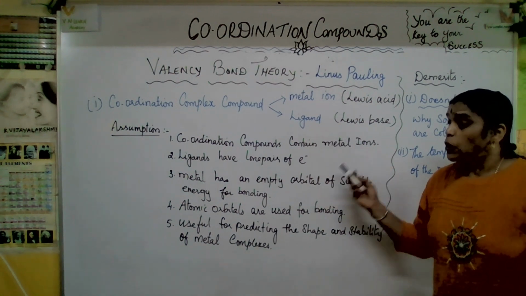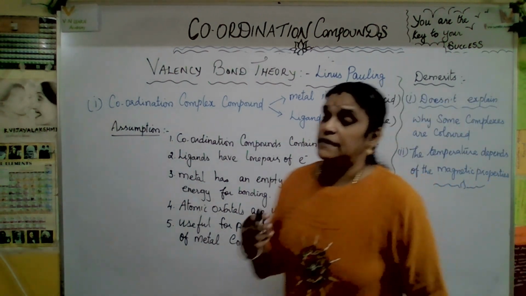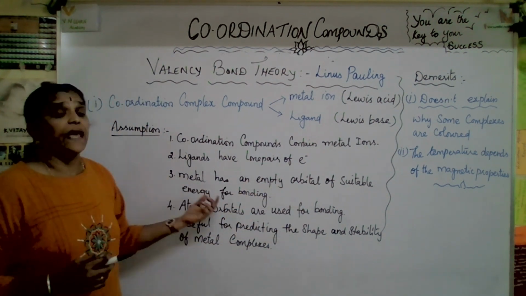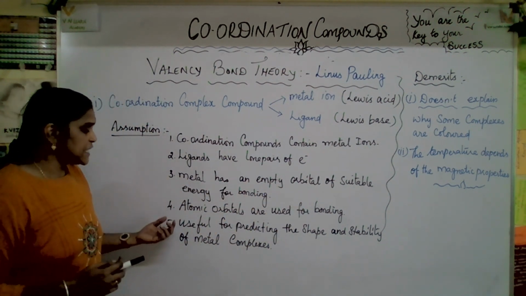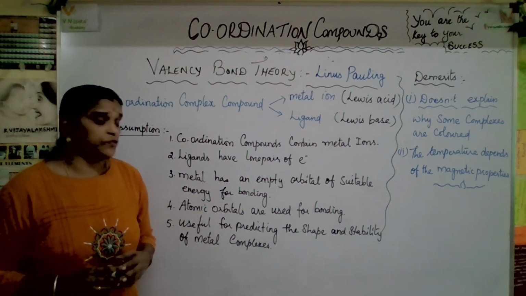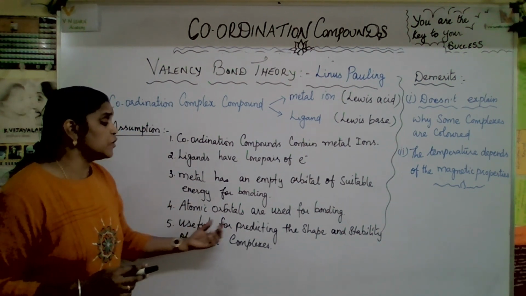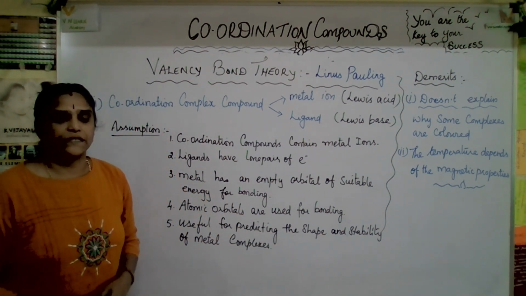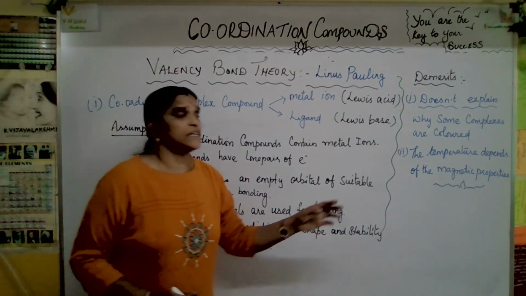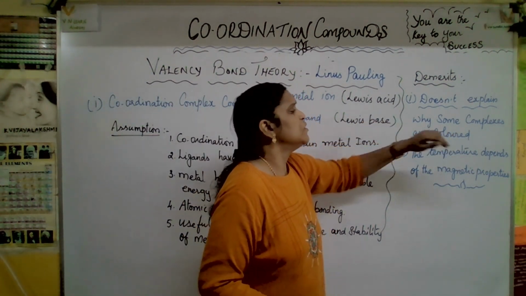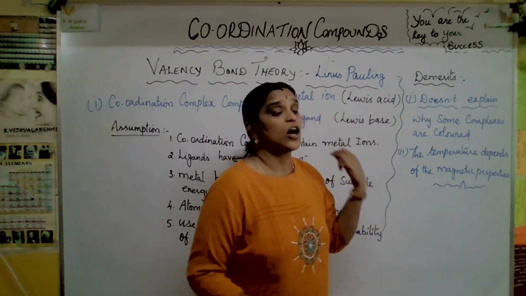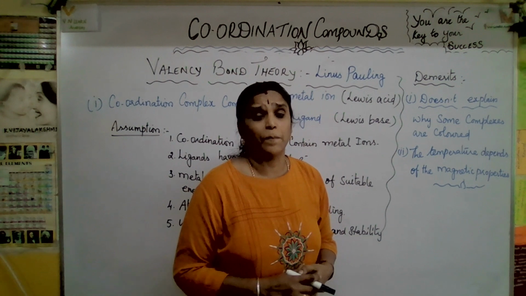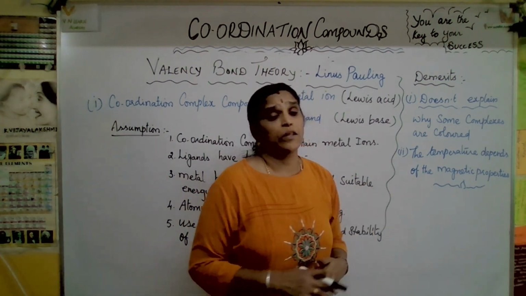Now, in the next assumption, coordination complex compounds contain metal ions and ligands. Ligand has a lone pair of electrons. The central metal ion has an empty orbital of suitable energy for bonding. Now, the next point, atomic orbitals are used for bonding, and that is useful for predicting shapes and stability of metal complexes. So what are the demerits? It does not explain why some of the complexes are colored. The second one, the temperature dependence of the magnetic property. Why does the magnetic property depend on temperature?